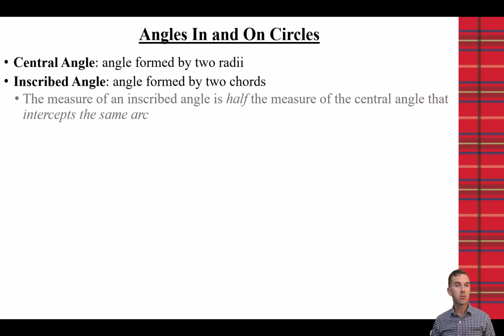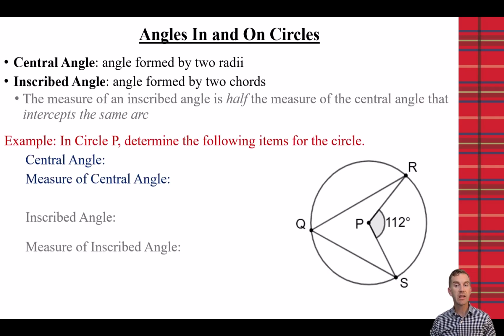The inscribed angle is made up of two chords. So that means that the 3 points to that angle are going to be on the circle itself. And there's a key relationship here, which is that the measure of that inscribed angle is always half the measure of the central angle that intercepts the same arc. So let's look at an example here.